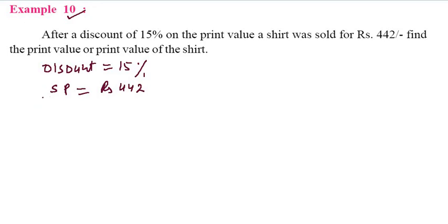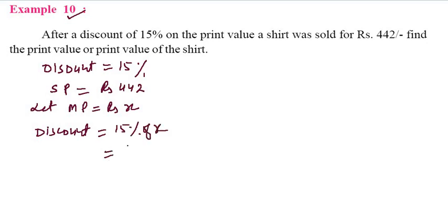Now let the mark price, let MP is equal to rupees X. So discount is equal to 15% of X. So it is 15 upon 100 into X. So 5 3s are 15 and 5 20s are 100. So it will be 3X upon 20.